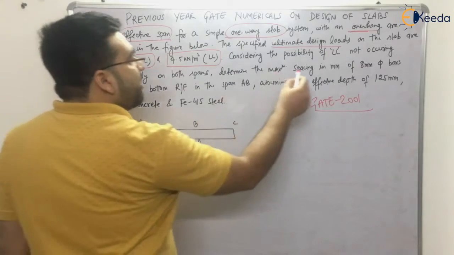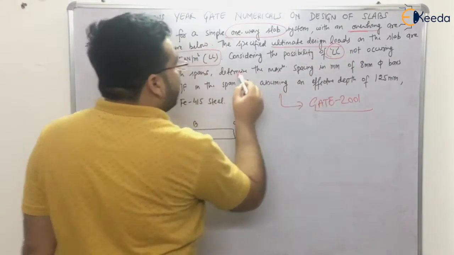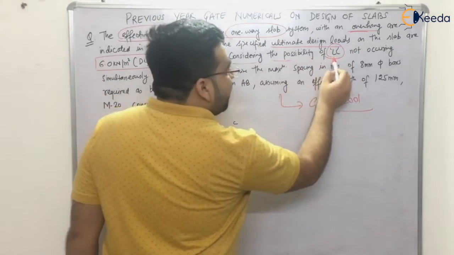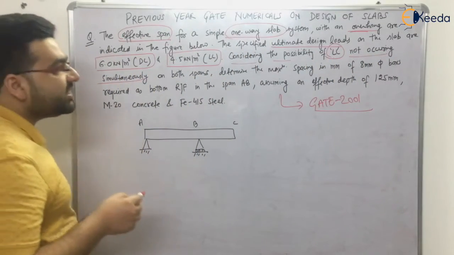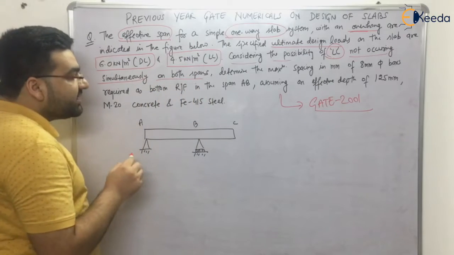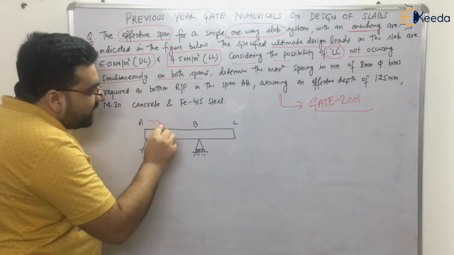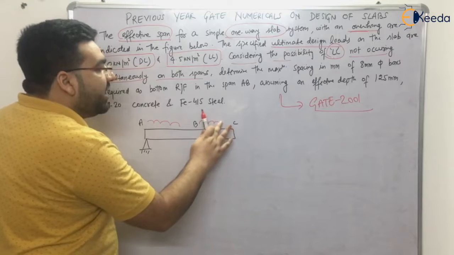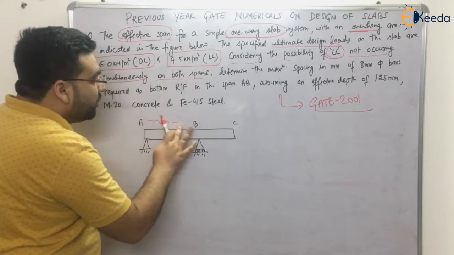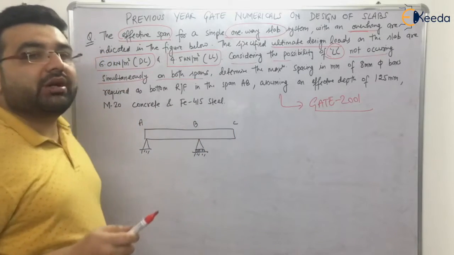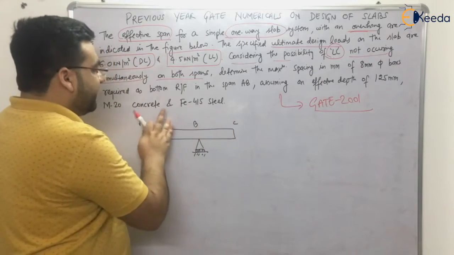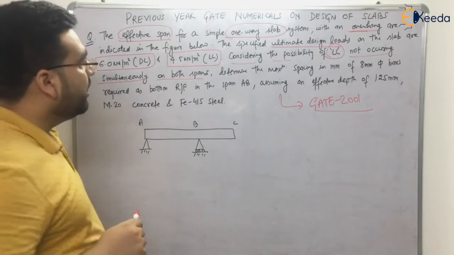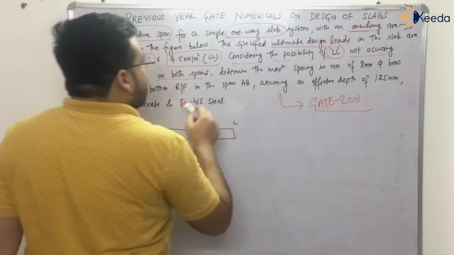Now this is important: considering the possibility of live load not occurring simultaneously, it means that the live load can be on this span as well as on that span, but it will not be on both the spans at a particular moment of time. It can either be on AB or on BC. It depends. Clear? Consider this much.